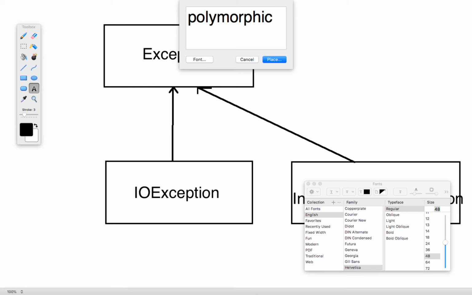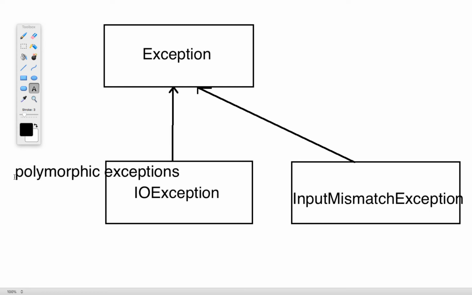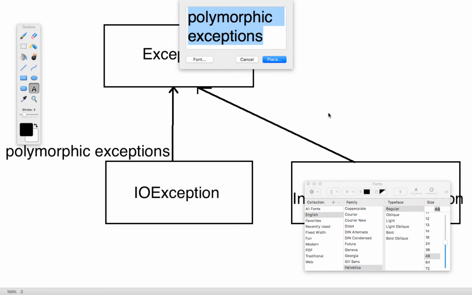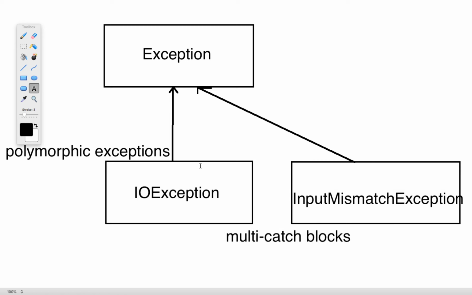Let's say polymorphic exceptions. So that's referring to this portion right here. And then when we deal with multi-catch blocks, that's dealing with this right here. So keep in mind that this is the part that addresses polymorphism, and this is the part that's addressed using the multi-catch blocks.